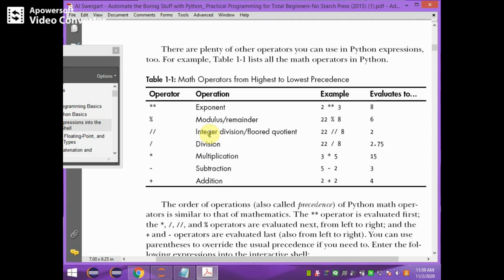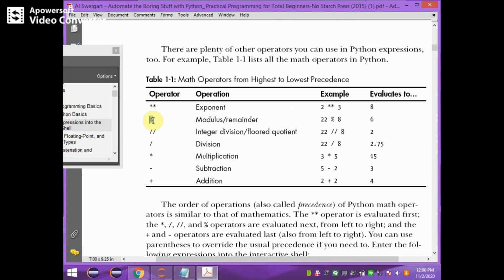Let us start with the precedence of operators. In this table, you can see math operators from highest to lowest precedence. The operator double star is used for exponent in Python. If you give 2 ** 3, it evaluates to 8. That is 2 to the power 3 equal to 8.